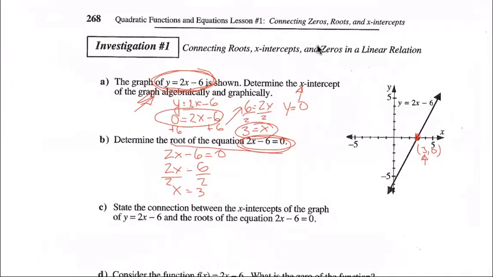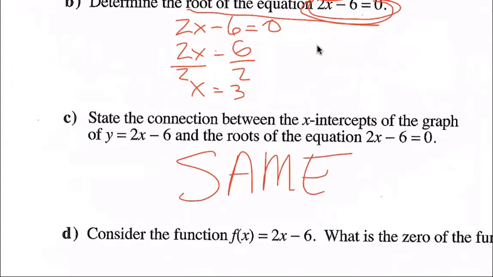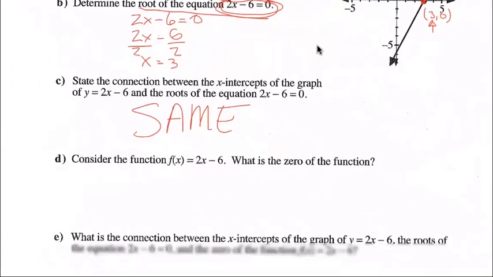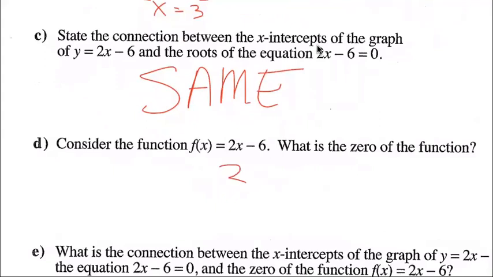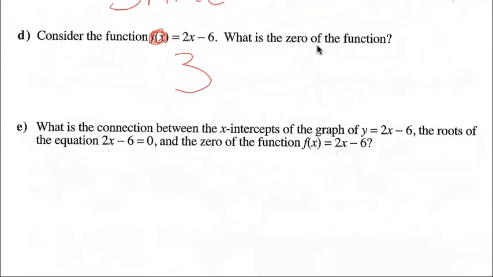Question C, state the connection between x-intercepts of the graph, y equals 2x minus 6, and the roots of the equation, 2x minus 6 is equal to 0. They are the same. Easy as that, they're the same. Consider the function f of x is equal to 2x minus 6. What's the 0 of the function? You should be able to straight away say, well, the 0 of that function is 3. You make this 0 and solve for x, which is exactly what we've done twice. So now you can see all this terminology is coming together to show you that they're all the same thing.